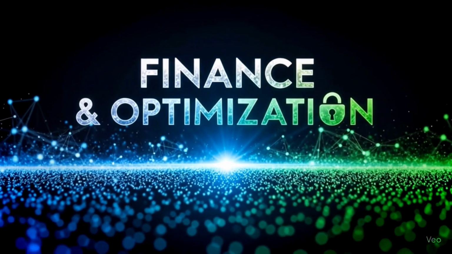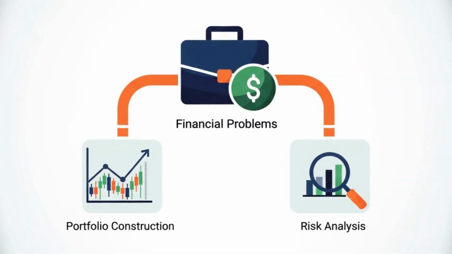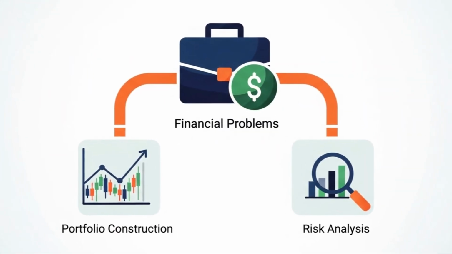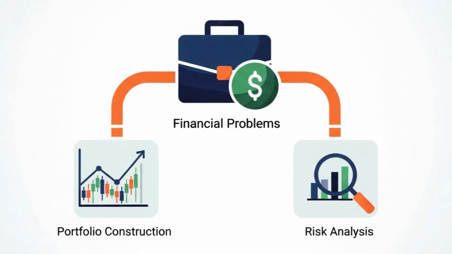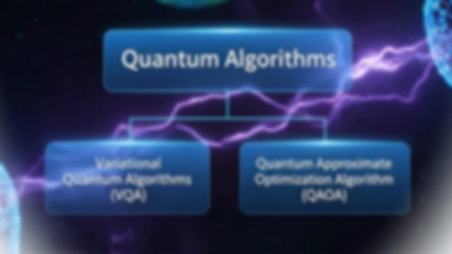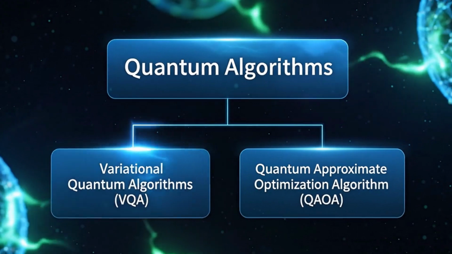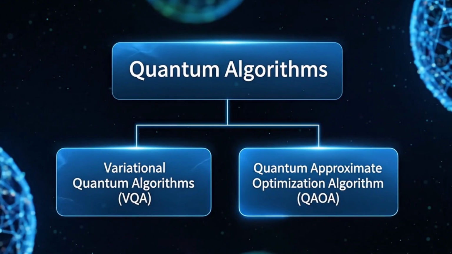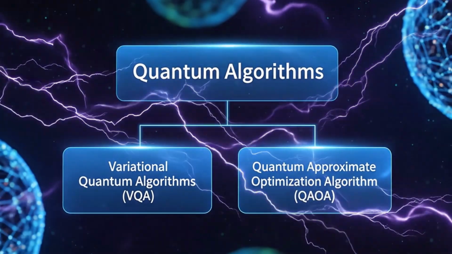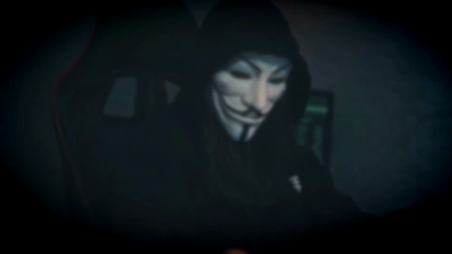Finance and optimization. Many financial problems are optimization under uncertainty: portfolio construction, risk analysis, pricing. Quantum algorithms, such as variational and approximate optimization approaches, could explore vast combinations more efficiently. Quantum methods may also help detect fraud via subtle pattern recognition.